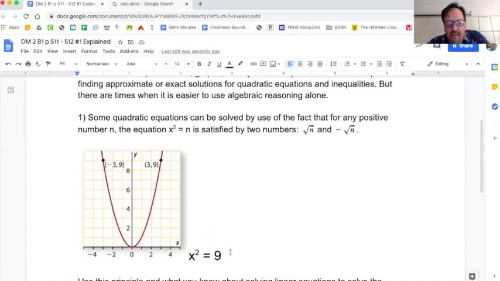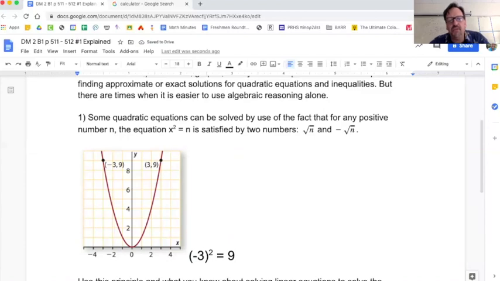And how does that work? Well, if you think about it, 3 squared equals 9. Therefore, the square root of 9 is 3, right? But another number, like -3, when you square that, well, you also get 9. In other words, there are two answers.